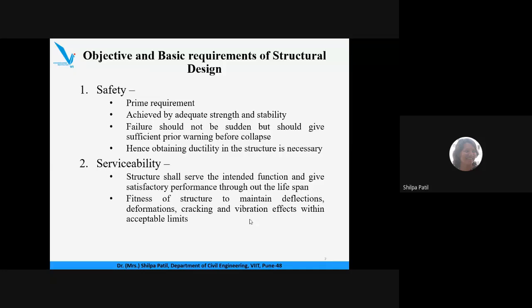But along with safety, there is one more term which is nowadays very important, and that is called ductility. We are talking now about RC structures. RC means reinforced concrete. So we are actually dealing with two different materials: one is concrete and the second is steel.